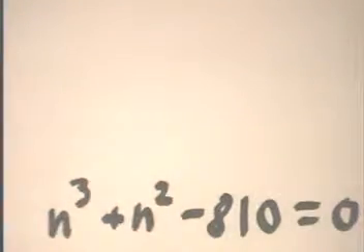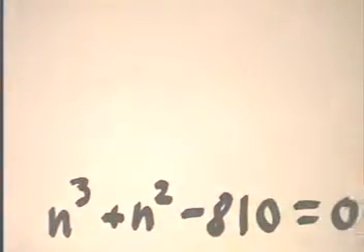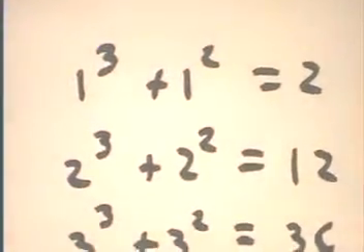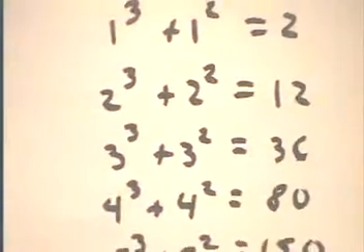We were asked in one problem to determine the integer n for which n cubed plus n squared minus 810 equals 0. Now this is not an equation that you would expect to be able to solve using any standard method. But you're given a hint that you go back to the pattern for which the problem was designed.